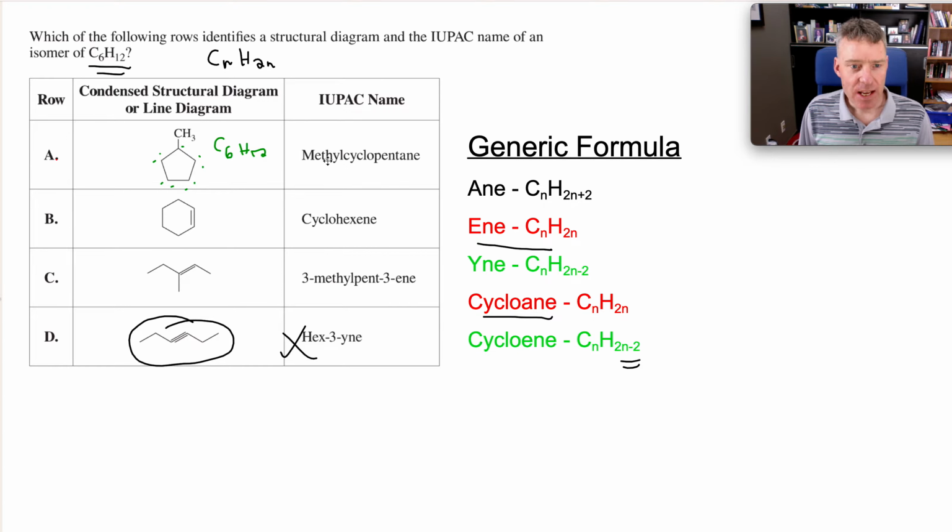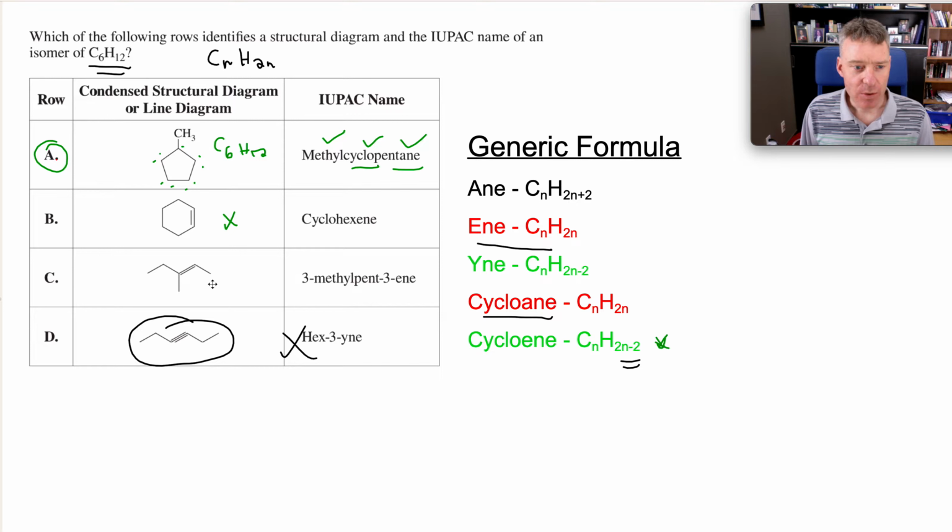And is this the right name? Methyl, yeah, we don't need a number. Cyclo, that works. And 5 carbons, pentane. So the very first one was the correct answer. In the next example, we've got a cycloene. So that's going to fit down into that category. So it's not a 2n. It's a 2n-2. So there's not enough hydrogen. There's only going to be 10 here.